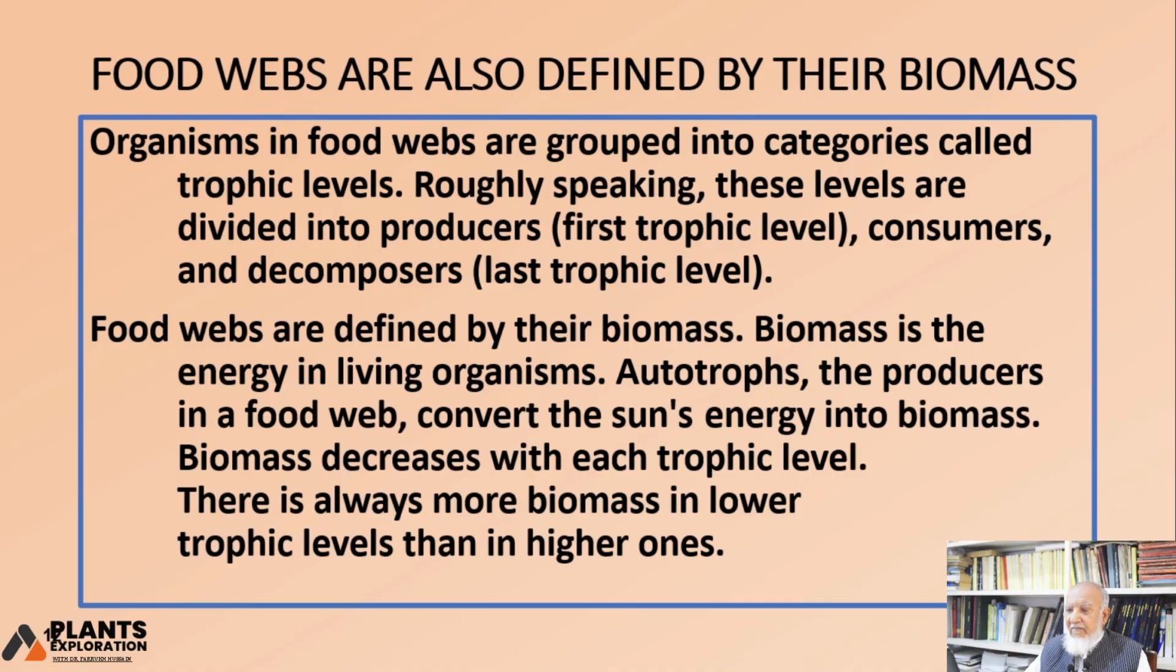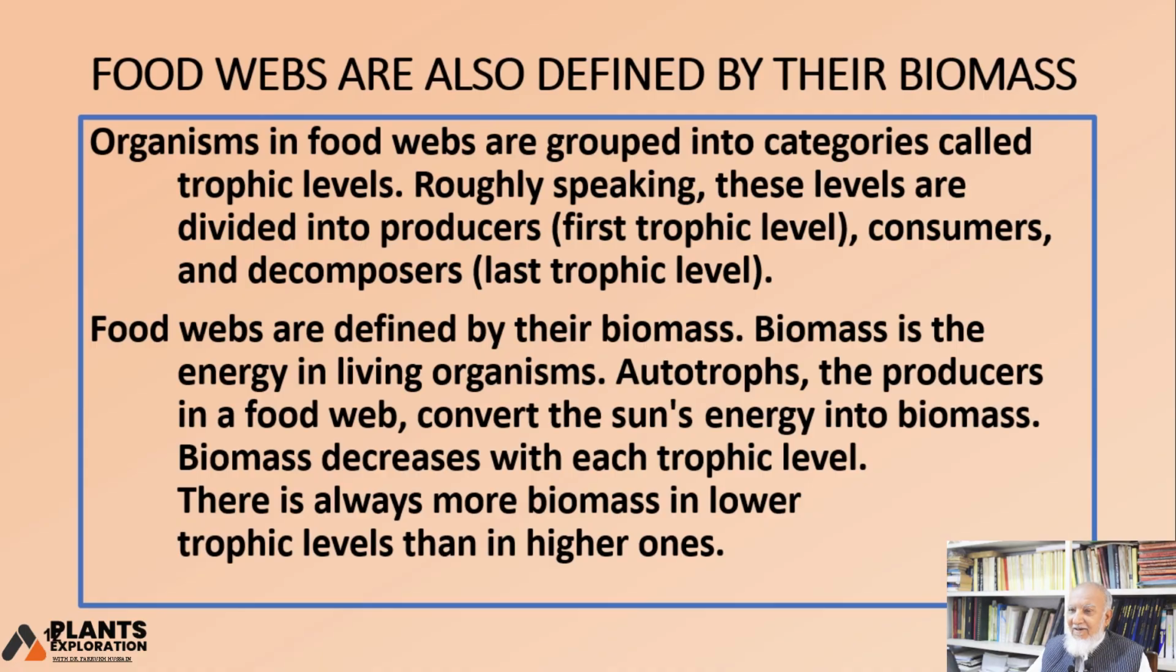Food webs are defined by their biomass also. Biomass is the energy in living organisms. Autotrophs, the producers in a food web, convert solar energy into biomass. Biomass decreases with each trophic level. There is always more biomass at a lower level than the upper level, because as we go higher up, the energy decreases, so the number of organisms decreases.